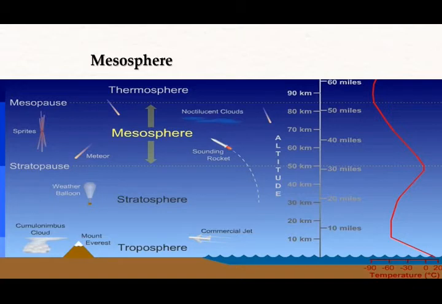Now, in this mesosphere, the region is characterized by low atmospheric pressure and low temperature. The temperature begins to drop from the stratosphere, goes on decreasing with increasing height, and reaches a minimum of almost minus 95 degrees Celsius at a level of about 80 to 90 kilometers above the Earth's surface. The upper limit of the mesosphere is termed the mesopause. This is the mesopause region here.